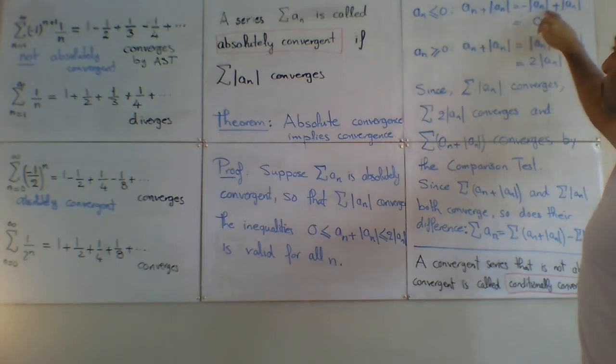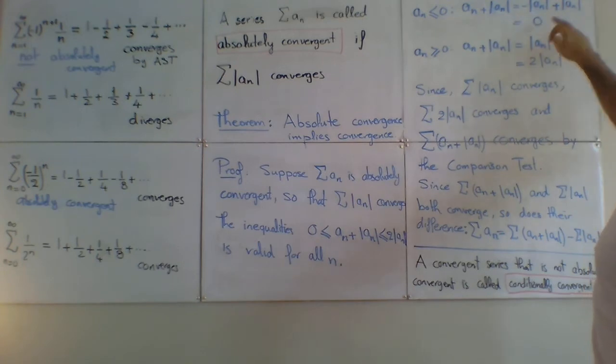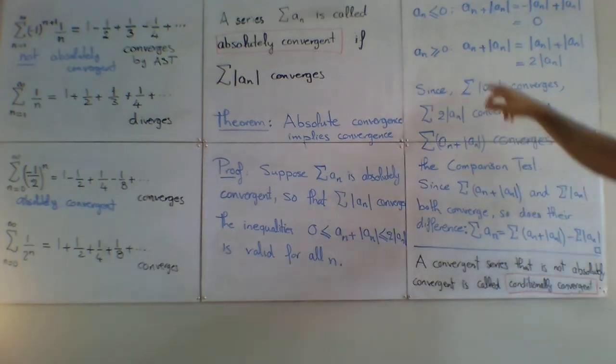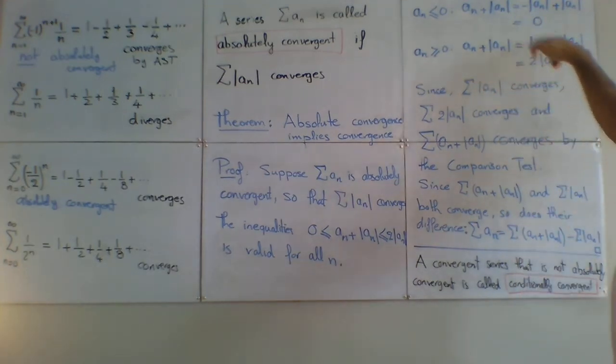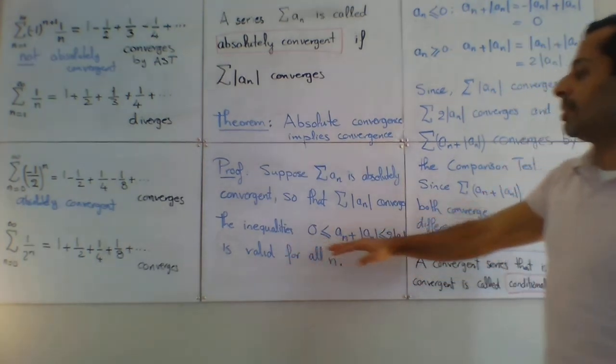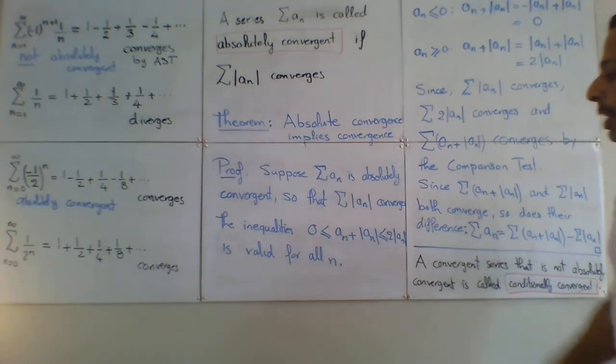a_n is negative its absolute value. a_n is negative absolute a_n. So a_n plus absolute a_n is negative absolute a_n plus absolute a_n, so it's 0. And if a_n is non-negative, greater than or equal to 0, then a_n is the same as absolute a_n. So a_n plus absolute a_n is absolute a_n plus absolute a_n, which is 2 absolute a_n. Okay, so we get that this inequality is valid for all n.